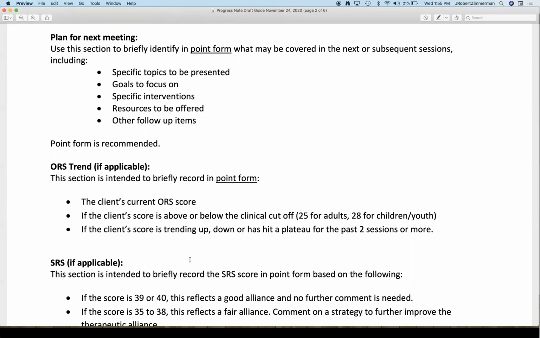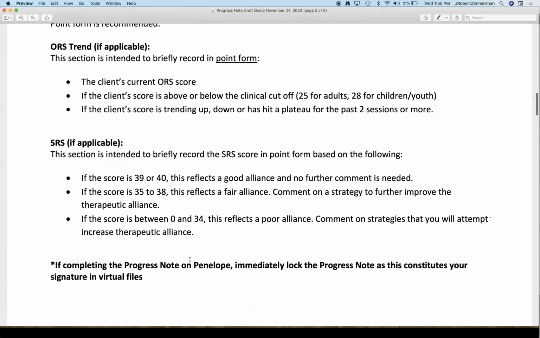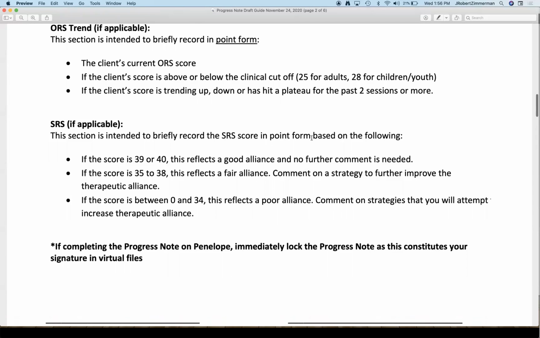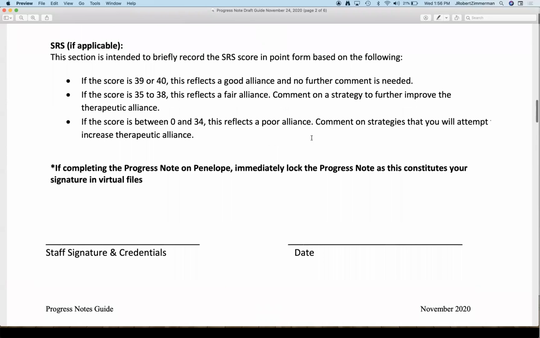Again, point form. ORS trends. We want to look at what is the client's current ORS score. So just put that in point form, and whether the client score is above or below the clinical cutoff. So for instance, if your client scored 24, you would say the client scored below the clinical cutoff of 25. And then you would mention whether the client score is trending up, down, or has hit a plateau for the past 2 sessions. And with SRS, you would include if their score was 39 or 40.